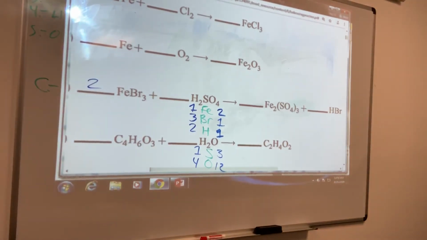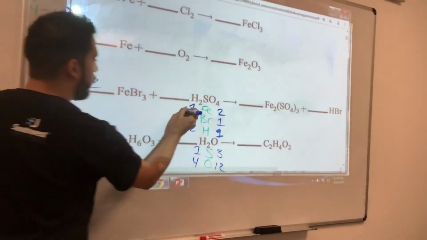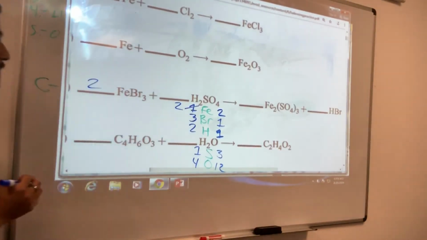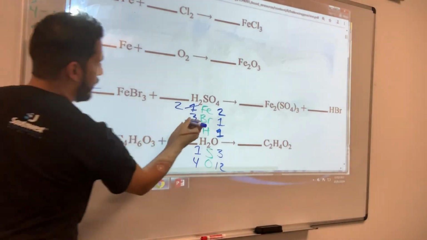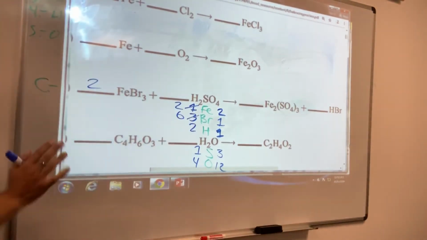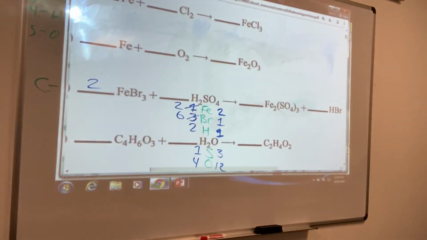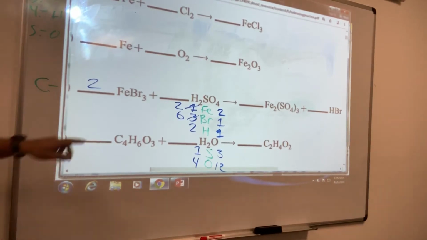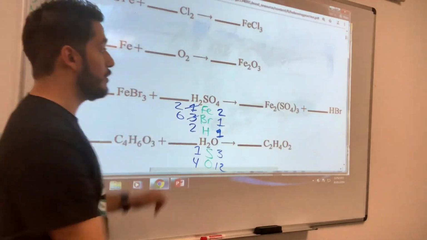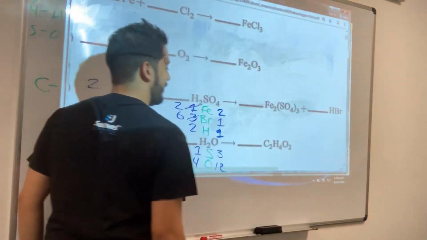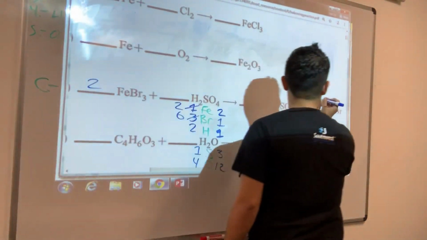That makes this iron 2, and what did I mess up with? The bromine. So I messed up bromines, right? So that's 2 times 3. Okay, so that balances iron. Now I can move into halogens. How many bromines do I have on the left side? 6. What do I have to put in here so I have the same number? 6, okay.